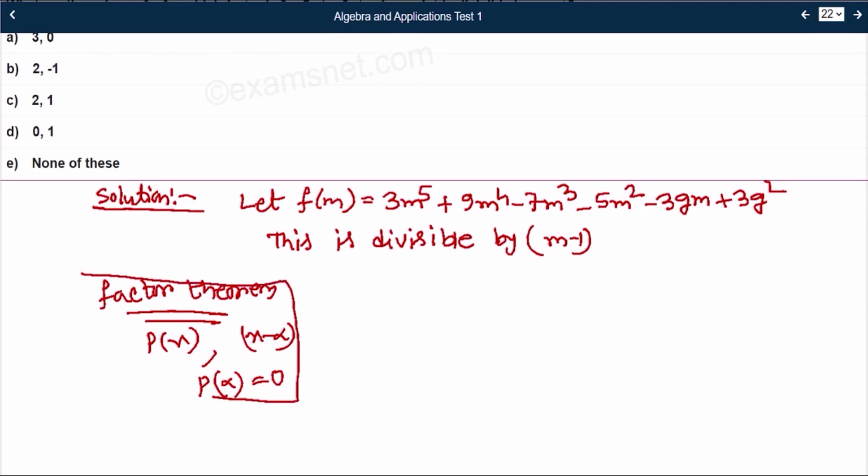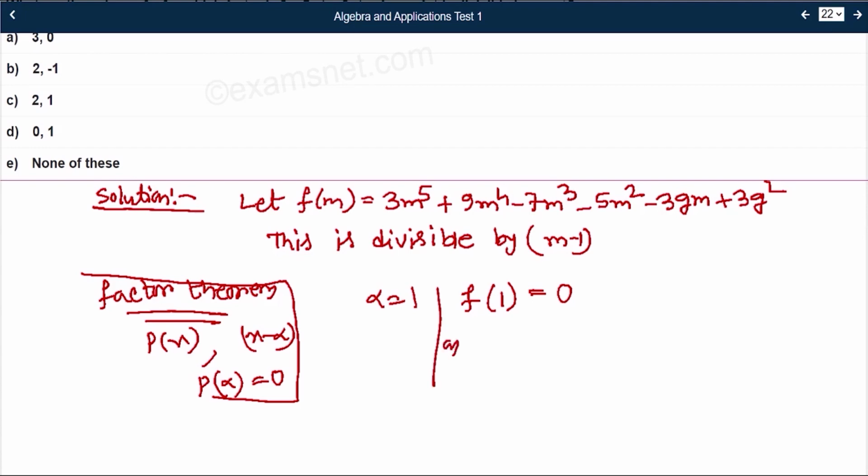So here, let's compare this m minus 1 with x minus alpha. We can say the value of alpha is 1. So if I find f of 1, we would get 0, because m minus 1 is one of the factors of this polynomial. So we are going to use this concept here.